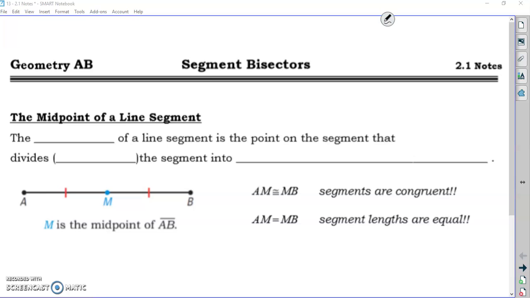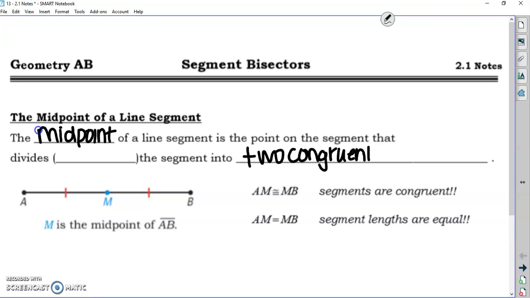So the midpoint of a line segment. The midpoint of a line segment is the point on the segment that divides the segment into two congruent parts. Okay. When we divide something in half, we call it bisect. So bisecting means to cut in half.